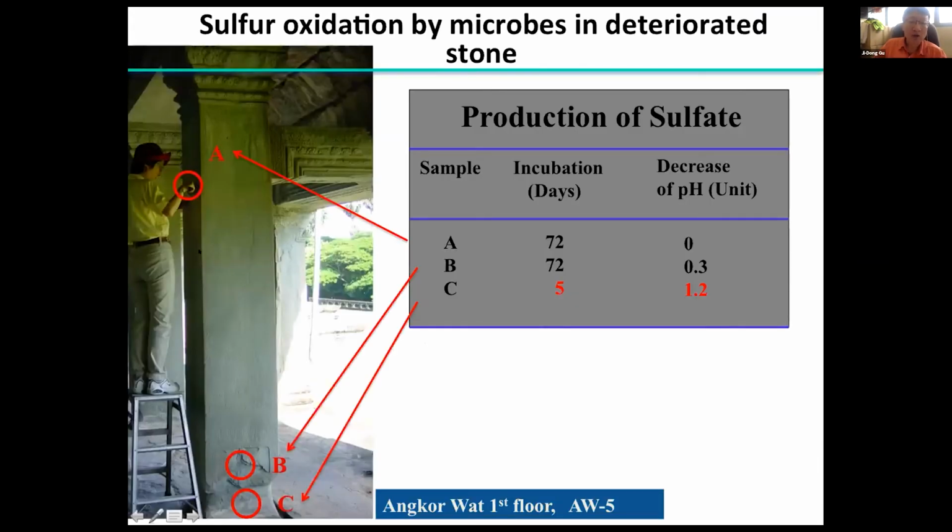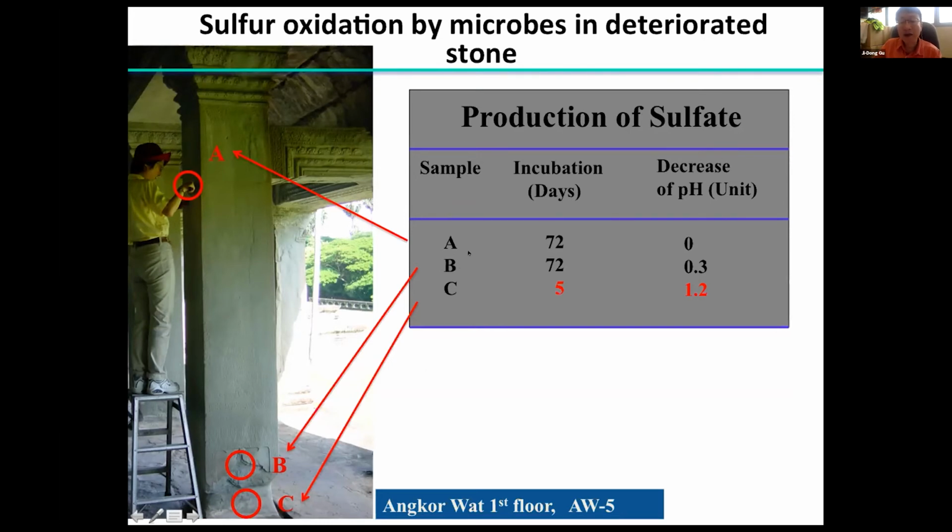This is at Angkor Wat. You can see at the back is the bas relief, and here is one of the columns in the gallery, and the lower part has been damaged. So what we did was, this is Yoko Katayama. We took a sample on the top without any damage. We took a sample at the intersection between damaged and intact. And then we took a sample at the seriously damaged part. So there is A, B, and C.